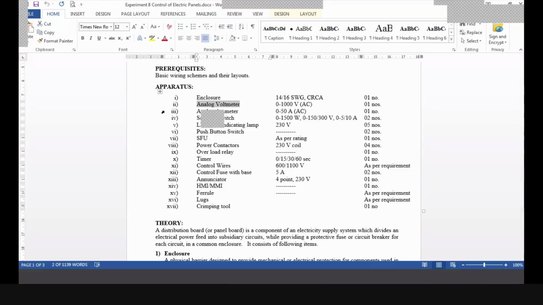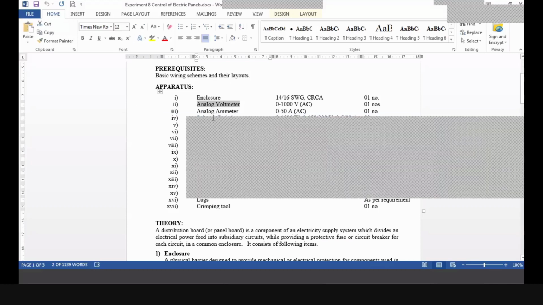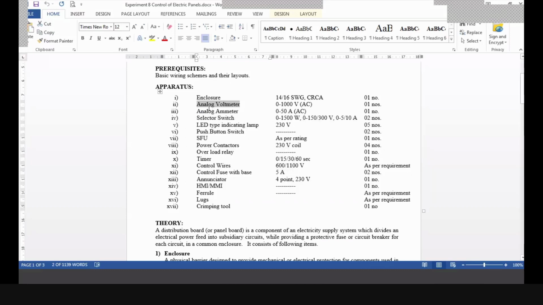Suppose in the industries we have these big control panels, right? There are three-phase supplies coming, so using the selectors, we can select the phase, right? And there are LED type indicating lamps which show if some danger is there, so red light will be indicating. If everything is working fine and supply is on, green light will be indicating. So these are LED indicating lamps installed on the power panels. Then push button switches are there to stop or start the process or supply, right?